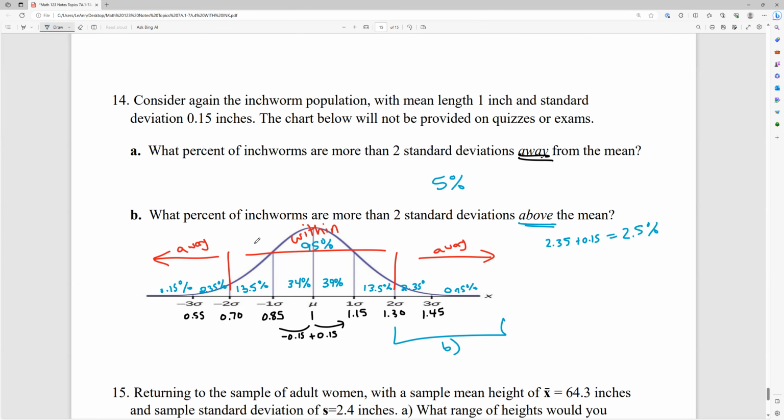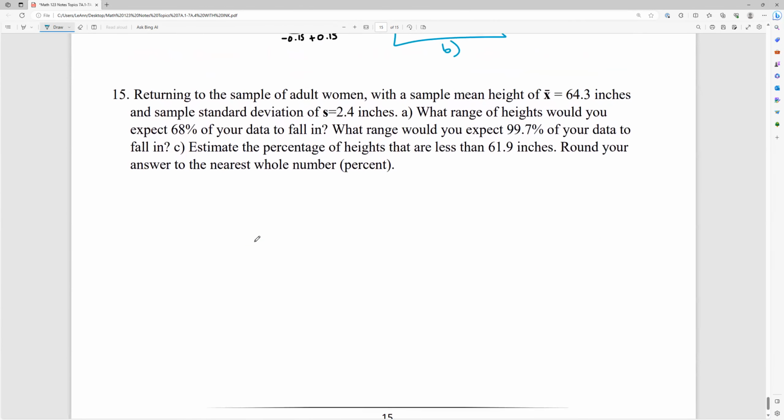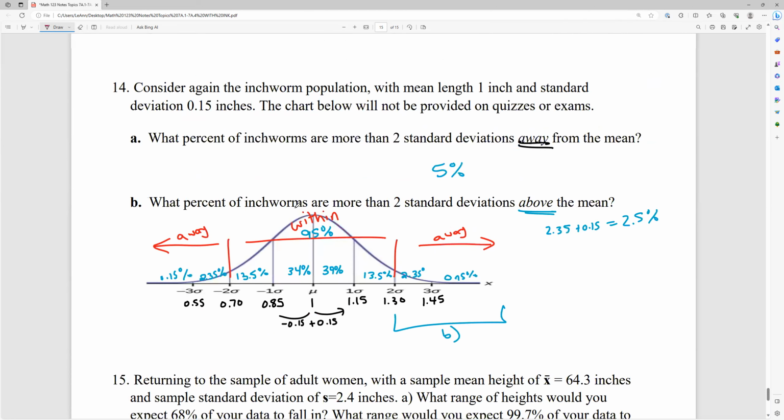Okay. All right, and then our last one, it says returning to the sample of adult women with a sample mean height of 64.3. So we'll draw that out. And we had the standard deviation of 2.4. So I'm probably just going to go back up and grab those numbers instead of recalculating all those. So we had that up here.